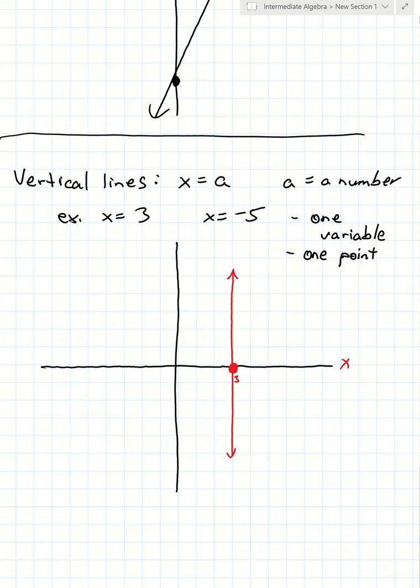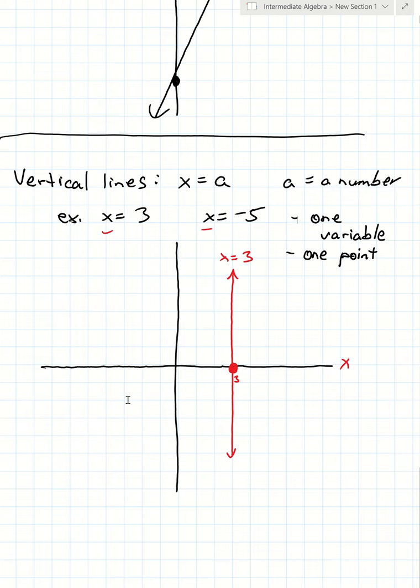And that would be the equation for x equals 3. Okay? One variable only requires 1 point. Let's say we want to graph the vertical line, the equation x equals negative 5. Once again, I have just the one variable x, so therefore all I need is the 1 point.